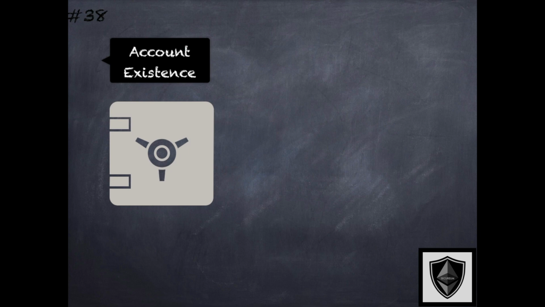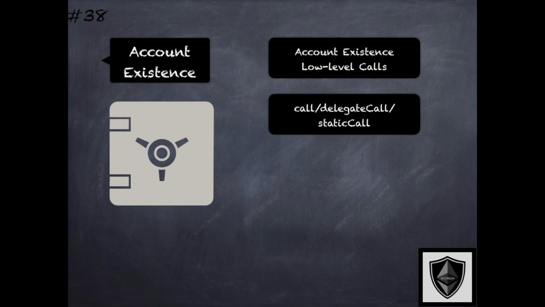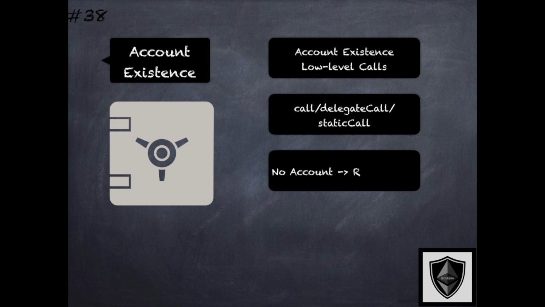Checking for the existence of a smart contract account at a particular address before making a call is a security concern. The reason for that is that when such calls are made using low-level call primitives, call, delegatecall, or staticcall, these functions return true even if the account does not exist at that address.